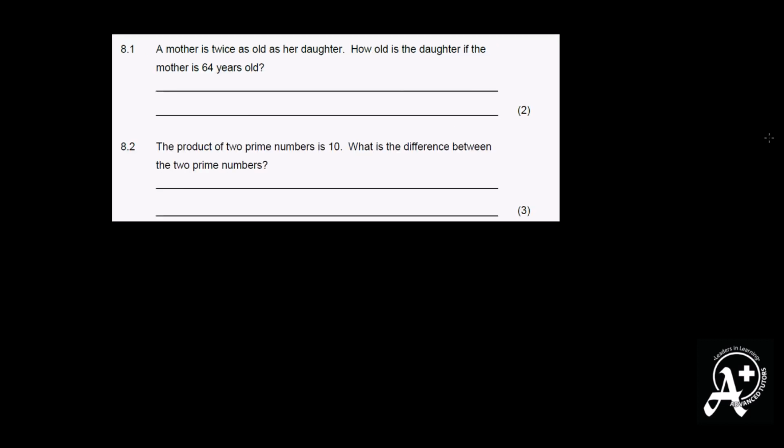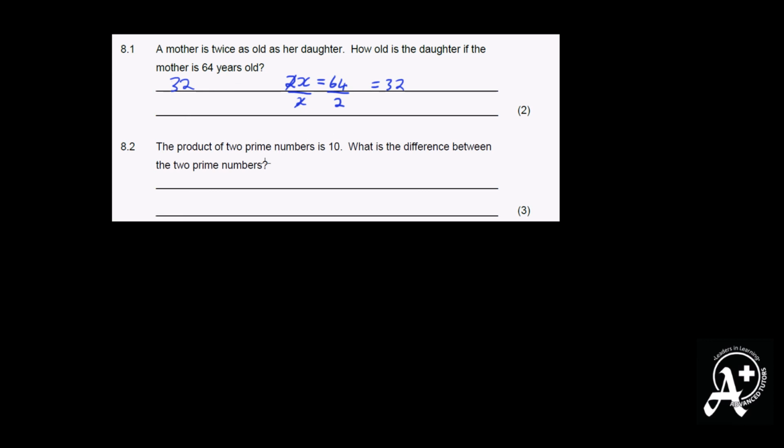So in question 8.1, they tell us a mother is twice as old as her daughter. How old is the daughter if the mother is 64 years old? So this is quite simple. Obviously the daughter would just be half of 64. So we could say 64 divided by 2, which gives me 32. Or if we wanted to write this as a mathematical term, imagine the daughter's age being x. So we would have 2 times x is equal to 64. And if we divide both sides by 2 to get x alone, the 2 and 2 will cancel. 64 divided by 2 is equal to 32.